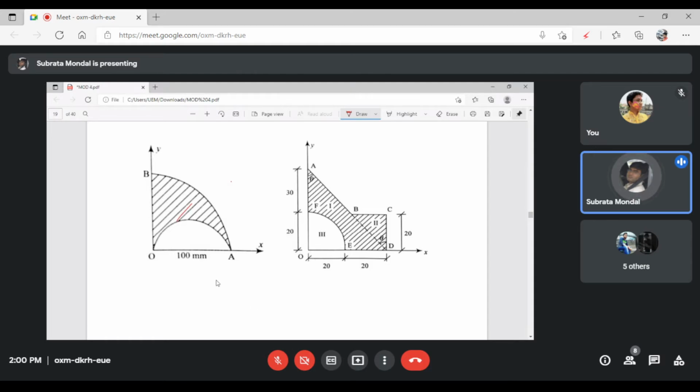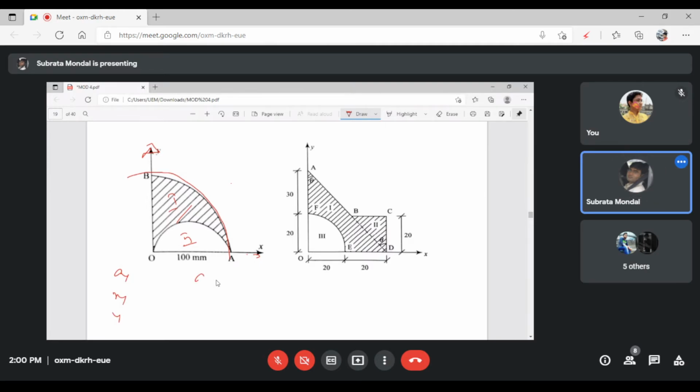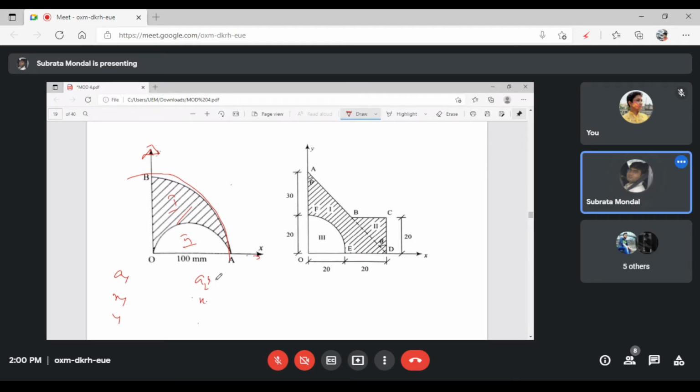Okay, let us discuss this. This is not a symmetric figure, so you have to calculate both x and y. There is a quarter circle, number one, and a semicircle, number two. Only these two figures are there. So a1, x1, y1, a2, x2.